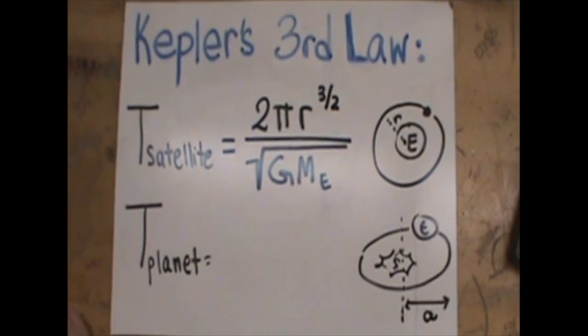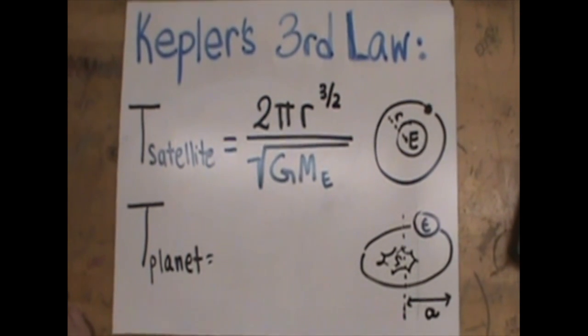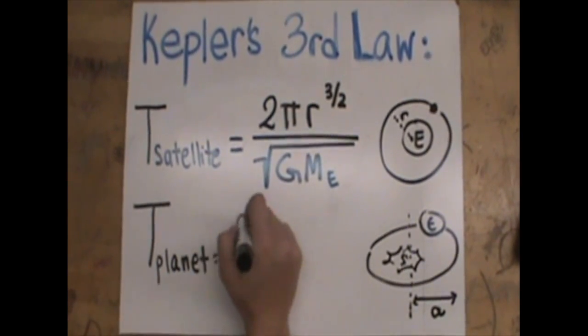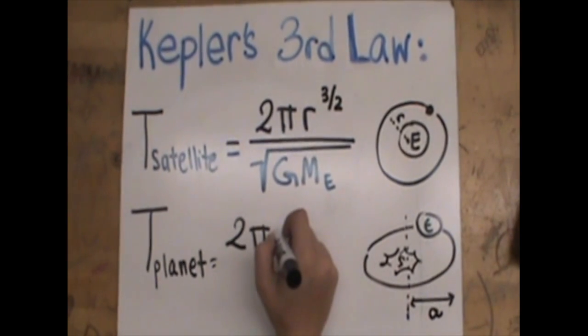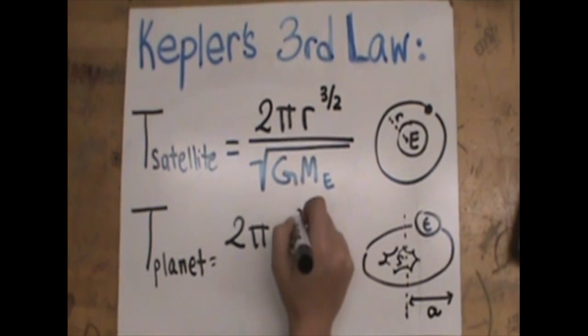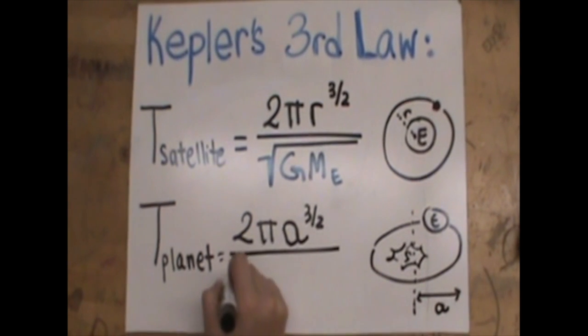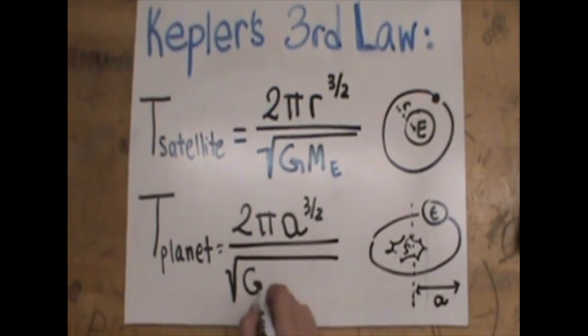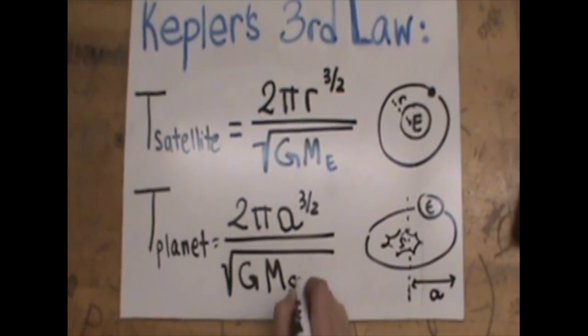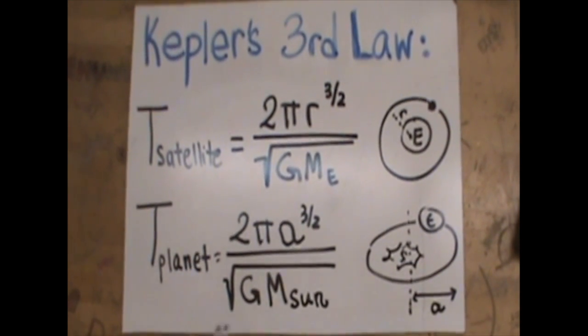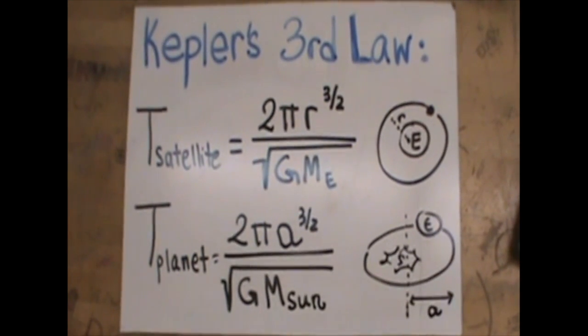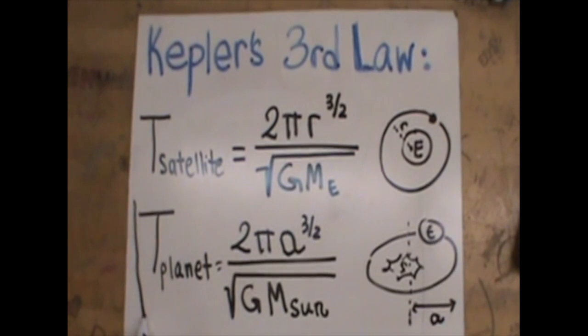The period of the planet is T equals 2 pi a to the 3/2 over the square root of G times the mass of the Sun for any planet in our solar system. Notice that the period of a planet is the same as the period of a satellite, with the exception of the mass in the denominator. It is very important to notice that the mass in the equation is the mass of what is being orbited, not what orbits.